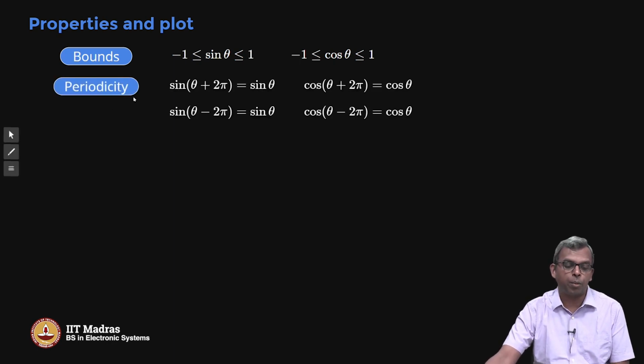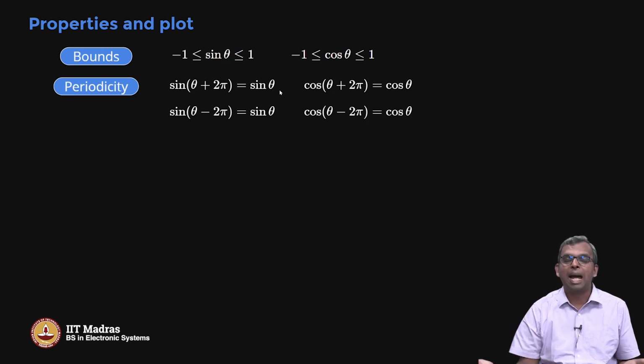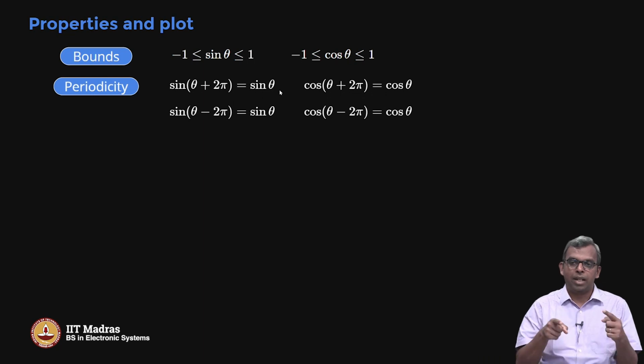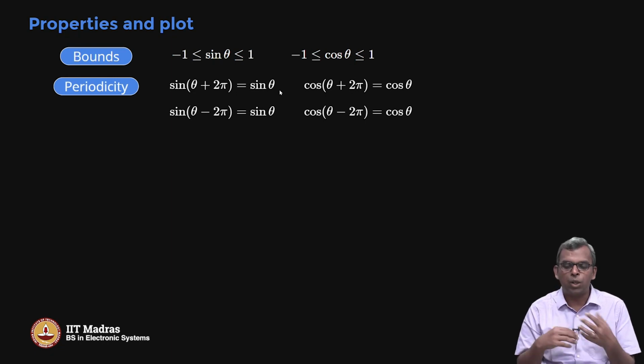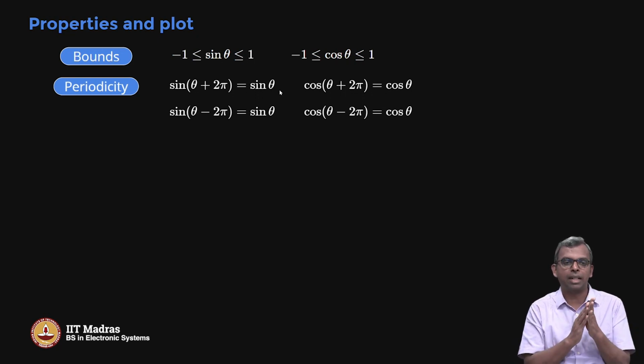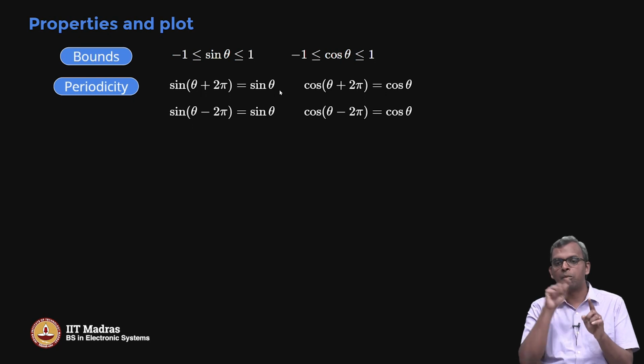Next, very interesting property is periodicity. Sine of theta plus 2 pi. If you add 2 pi to the angle theta, you rotate it and you come back to the same point. So sine will be the same, cos will be the same. Even if you subtract 2 pi, whether anti-clockwise or clockwise rotation, you come back to the same point. So whether you subtract or add 2 pi, you get the same function. So that is called periodicity. At theta you have a value, theta plus 2 pi you have the same value, theta plus 4 pi you have the same value. With a period of 2 pi, the same value is repeating.